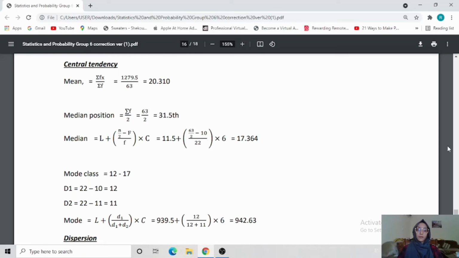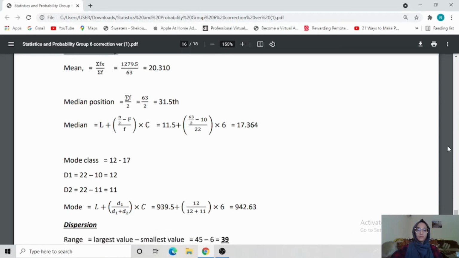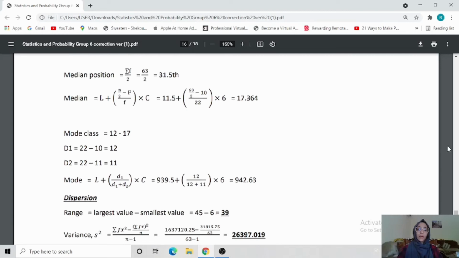The next thing that we will need to get is the median. I will start by calculating the median position, which is equal to the total frequency divided by 2, equals 63 divided by 2, and we will get the 31.5th position. So the median will be equal to L plus half n minus f divided by frequency multiplied by the class width, equals 11.5 plus half 63 minus 10 divided by 22 multiplied by 6, equals 17.364.